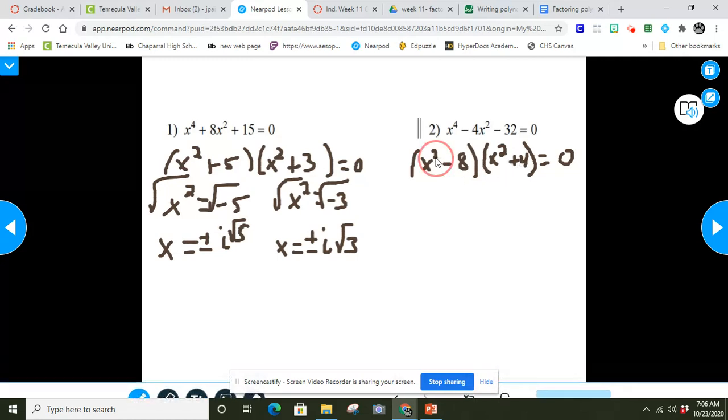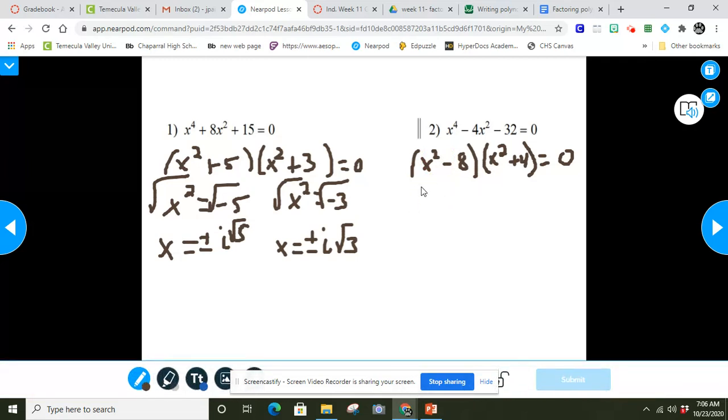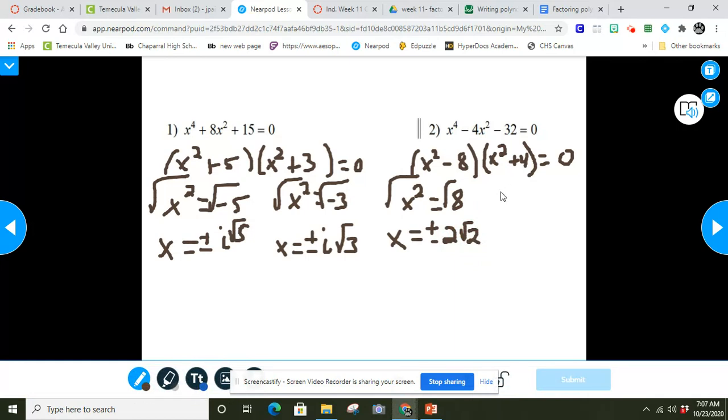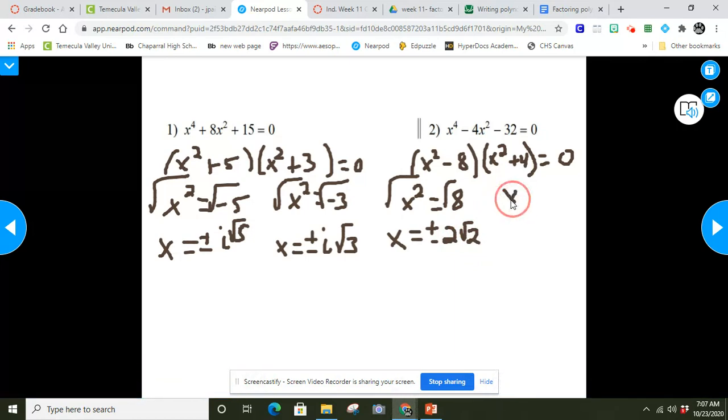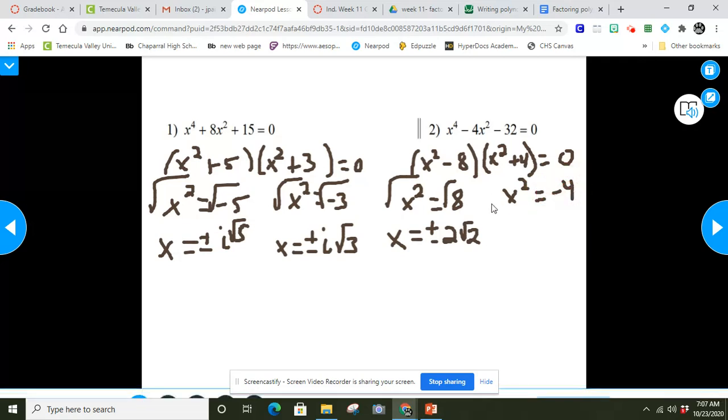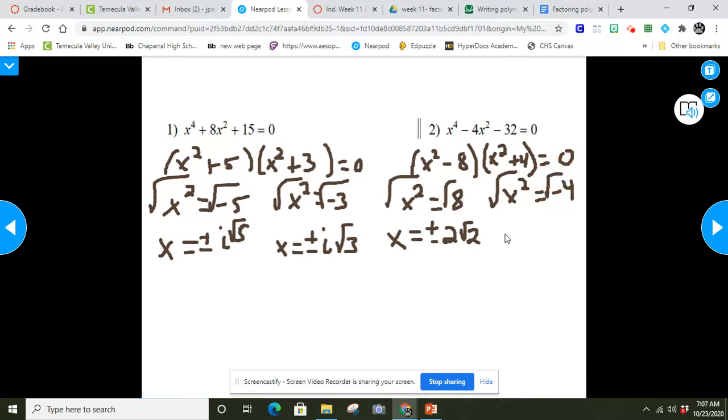All right, so right here, I'm just going to go ahead and solve. So x squared equals 8. When I square root both sides, I get x equals plus or minus, and then you want to simplify your 8. So 8 is going to be 2 rad 2. And then over here, I get x squared plus 4, so x squared equals negative 4. So this one will be imaginary. When I square root that, x equals plus or minus 2i.